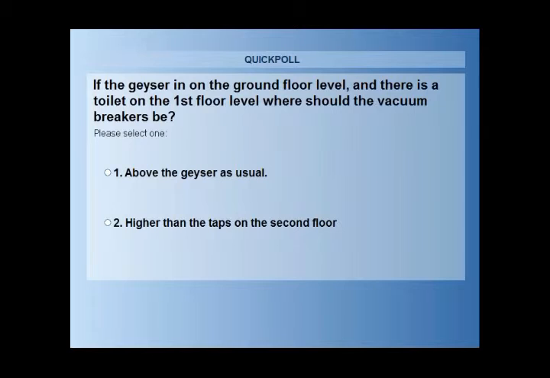In other words, I've seen installations like this. For some reason, it sometimes happens. The geyser is outside the building, on the ground level, but it feeds two stories. Where do the vacuum breakers go? As the picture shows, just on top of the geyser, or at a higher spot, higher than the taps on the second floor.